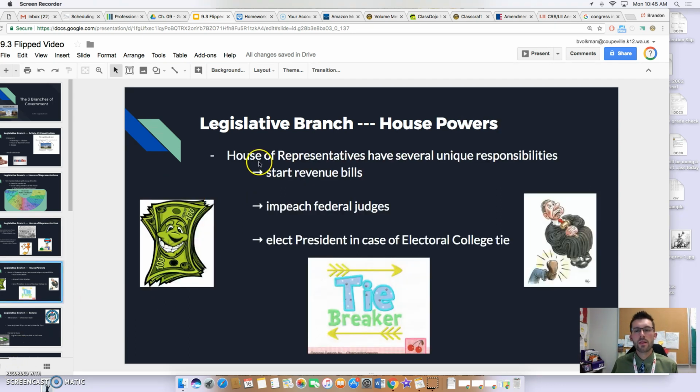The House of Representatives has several unique responsibilities that only occur in the House. For example, they're the ones that start revenue bills, also known as taxes. They are also the ones that impeach federal judges. Also, it is the House of Representatives that elect the president in case of an electoral college tie. So these are powers that are unique to only the House of Representatives.